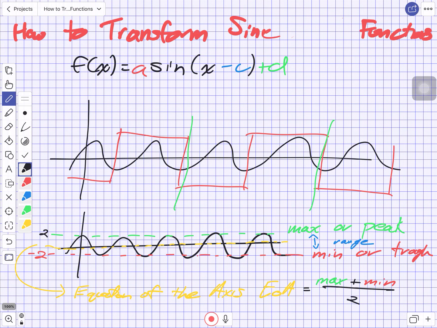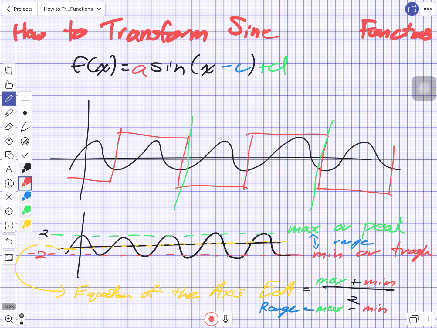To find the range, these are little equations you'll have to know throughout this. The range is the max minus the min. That's all that is. It's just the top minus the bottom tells you the difference between the two. So common ideas, but we've just given different titles to stuff to help us remember them.